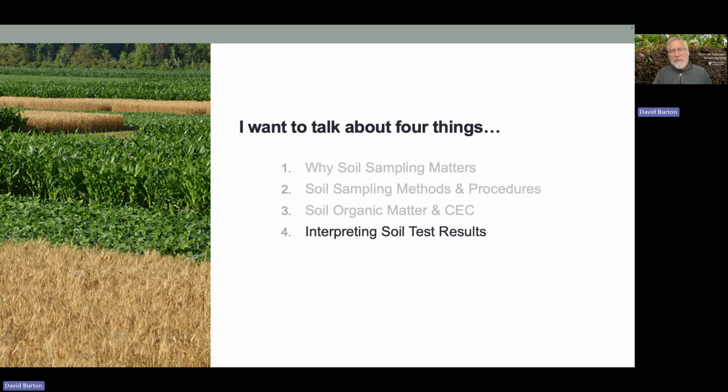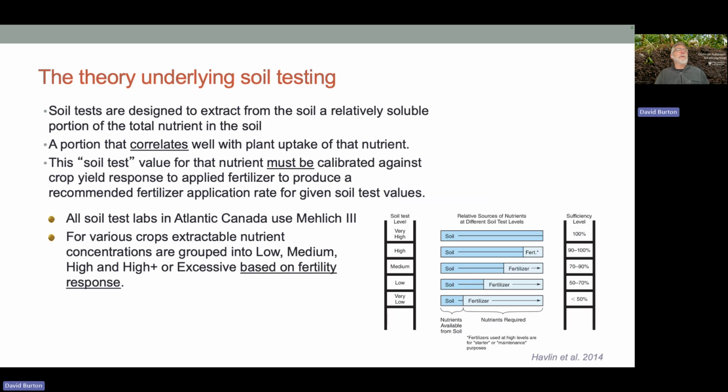Okay. The final piece I want to do is, okay, we've done our soil sampling, we've got our soil test result back. How do we use that information? Well, one of the really important things for me to emphasize here is that when you submit a sample for soil analysis, they use some sort of extractant that measures an amount of nutrient. That amount of nutrient is not actually the amount of nutrient that's available to the plant.